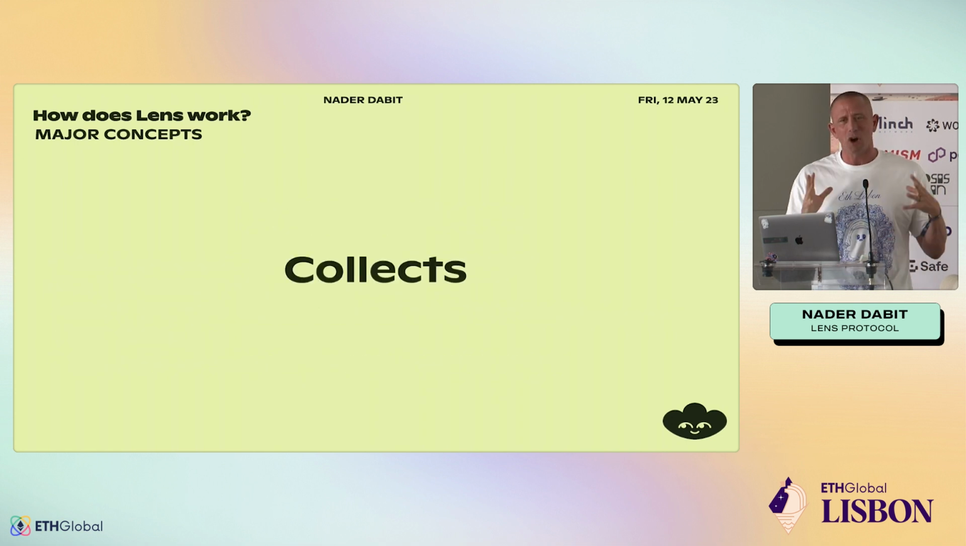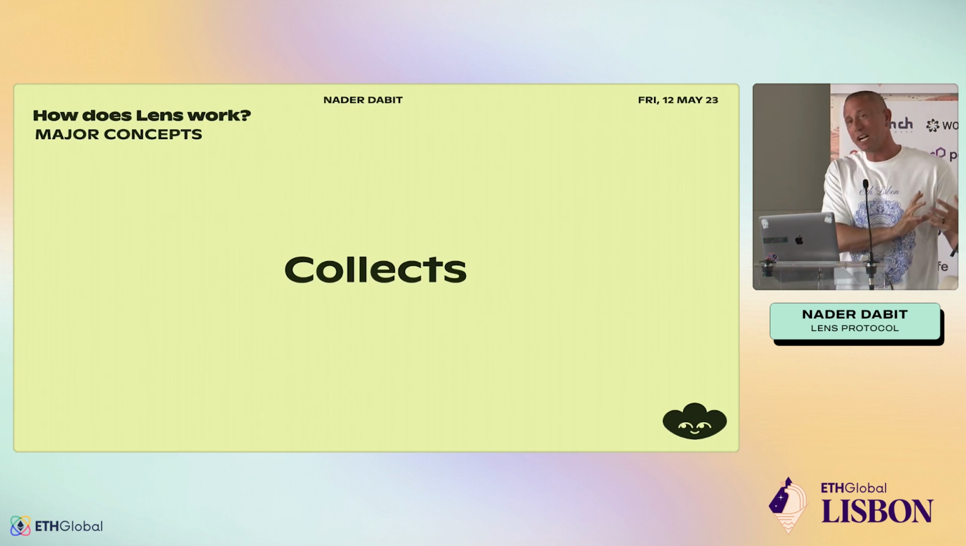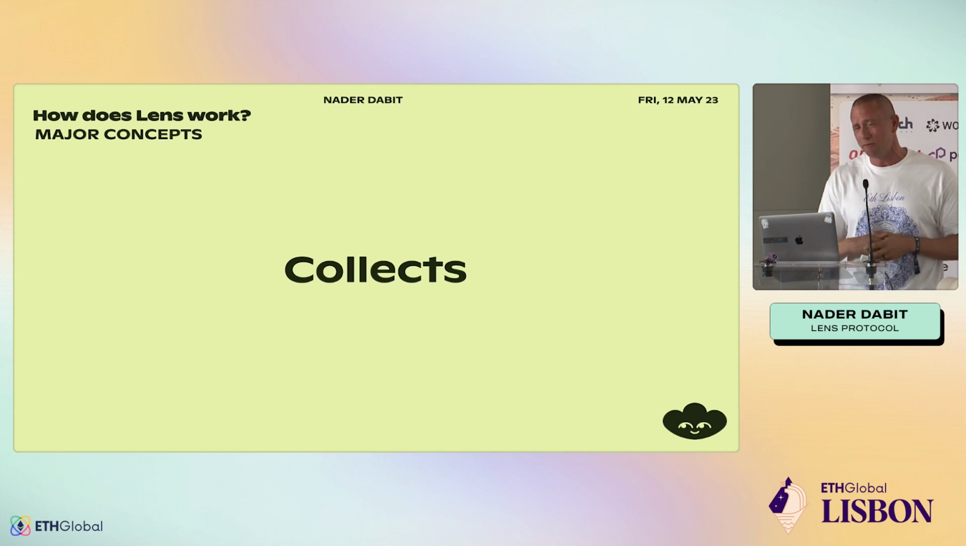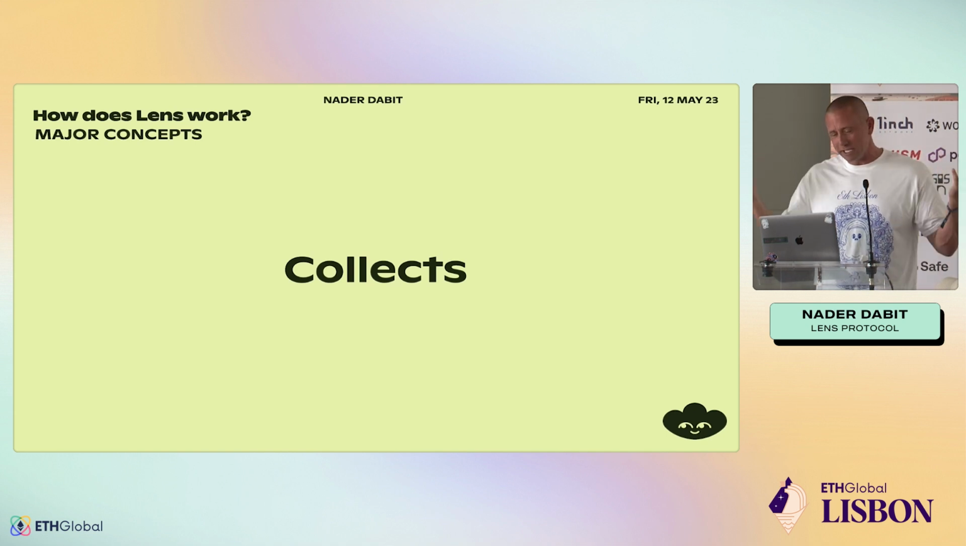And then collects are how you take a publication and turn it into an on-chain artifact. So every publication isn't actually an NFT, but if someone collects that, then it turns into an NFT, and therefore you can add a lot of rules around collecting. You can say, I want someone to pay me $1 to collect this, or I want you to be following this person, or whatever.